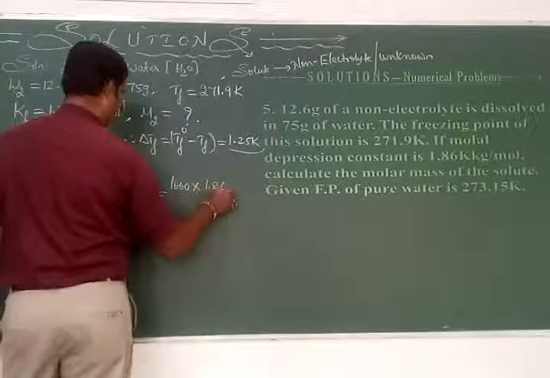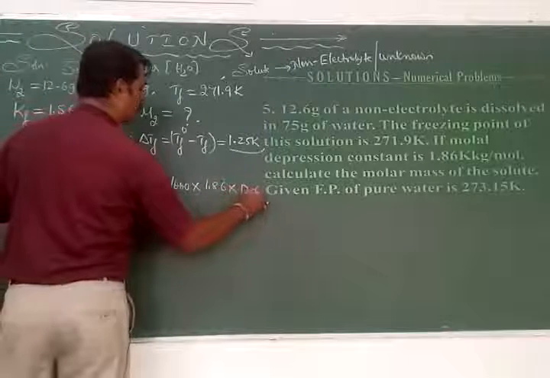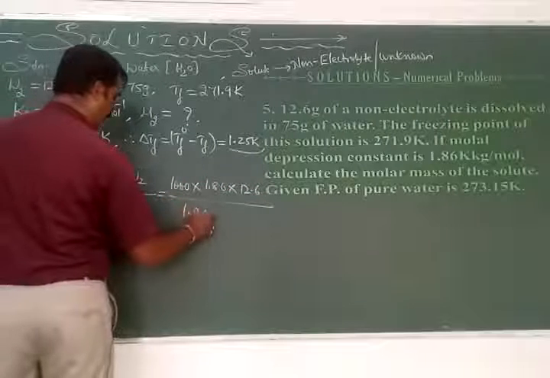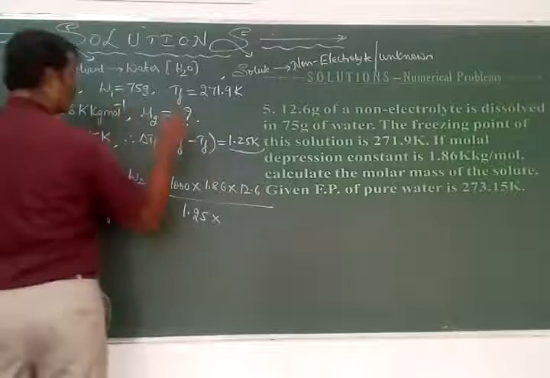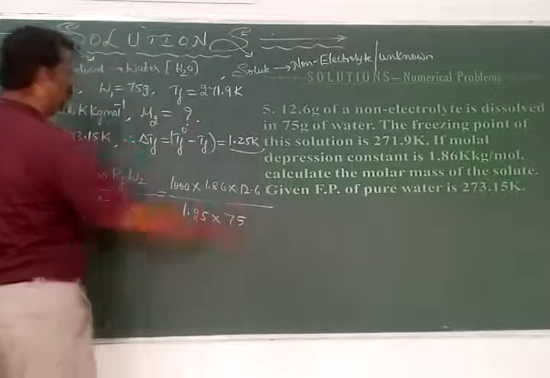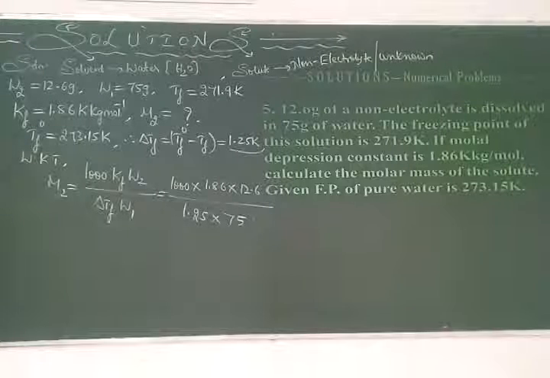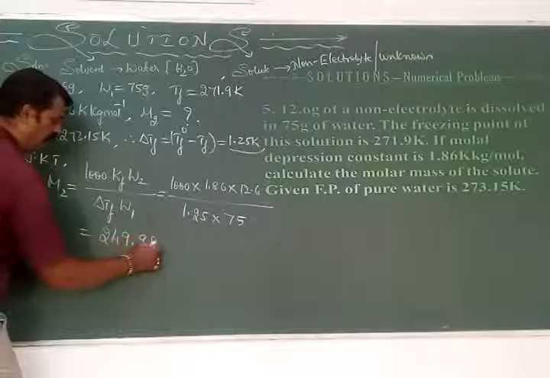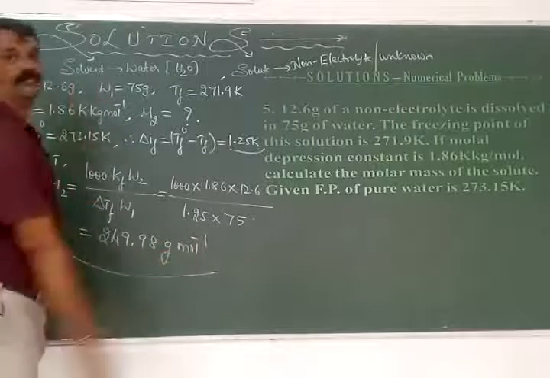1.86 into what is W2? Mass of a solute, 12.6. What is delta Tf? Delta Tf is 1.25, into W1, the mass of the solvent. Solvent is going to be 75 grams. So upon simplification with respect to the fifth numerical, I am getting the value in the form of 249.98. As it is a molecular mass, it is called gram per mole.